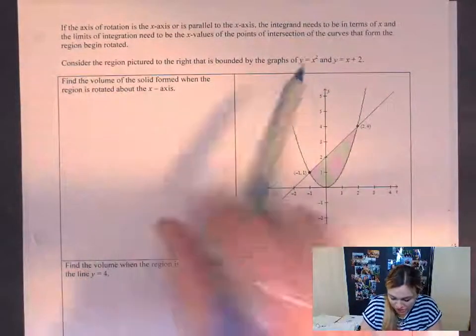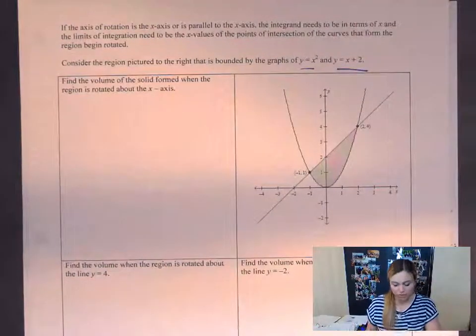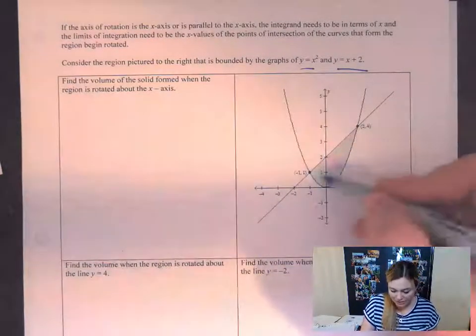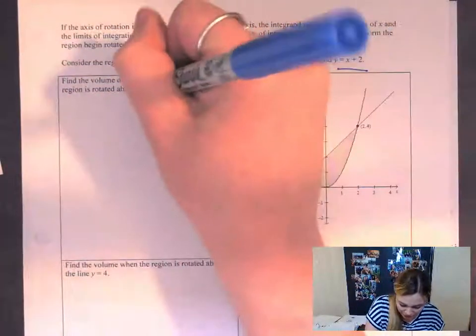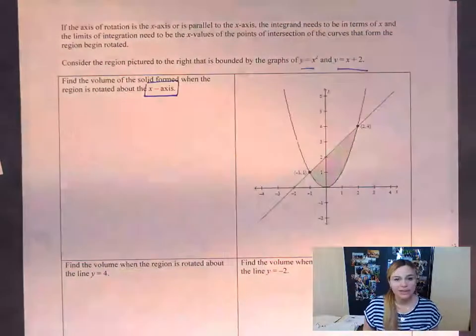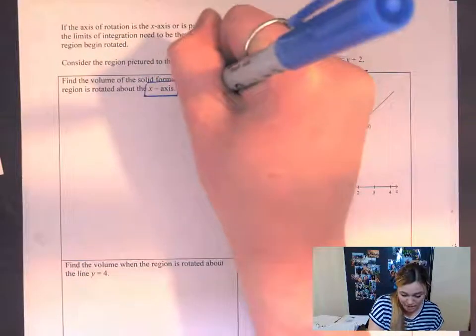Consider this region, where I've got y equals x squared and y equals x plus 2. I'm starting with this region, and I can see here it's shaded, and it's saying I rotate around the x-axis. Let's think about what the x-axis is. It's this line right here. If I were to write the x-axis, it would just be the line y equals 0.